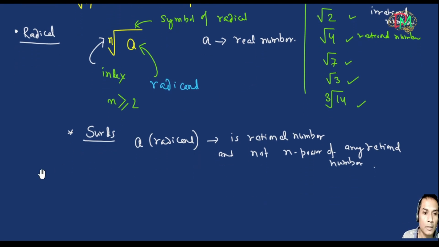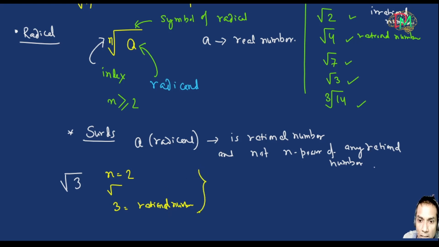What does that mean? Let's take one example. If I told you root 3, okay, so now you just compare with the n root a. Here n is how much? Here n is actually 2. So, and also there is a root symbol, so it is a radical, and 3 is a rational number. So all conditions satisfy here, so we can say that root 3 is a surd. Root 3 is a surd.